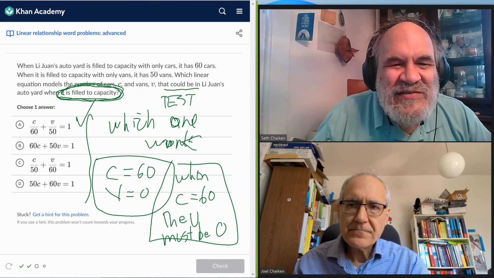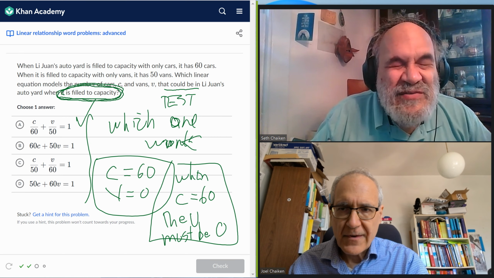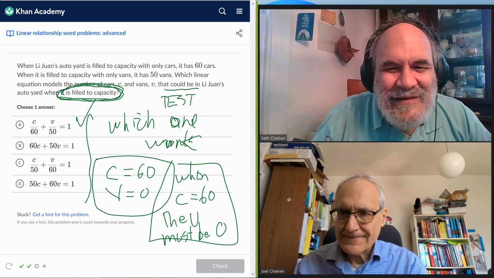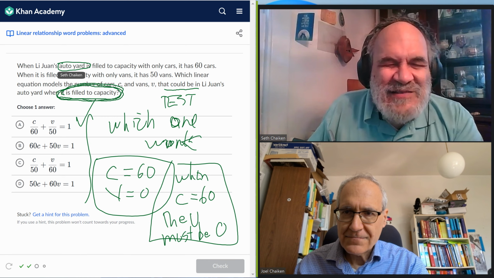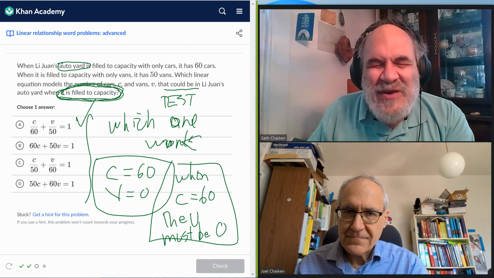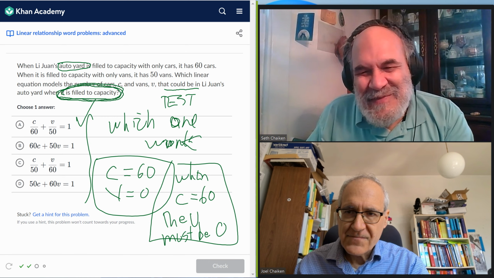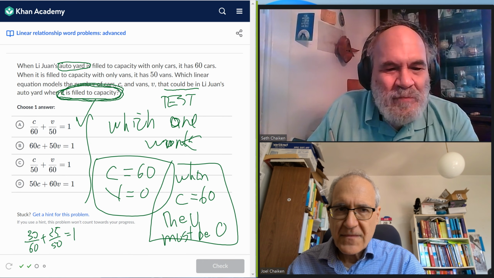Now, here's a problem. You could satisfy the equation where C and V are not whole numbers. That's ridiculous. Unless it's an auto yard, maybe a junkyard where you would cut a car in half. But this equation could be solved. Let's say you do 30 over 60 plus 25 over 50 equals 1. That's a good solution to the equation.